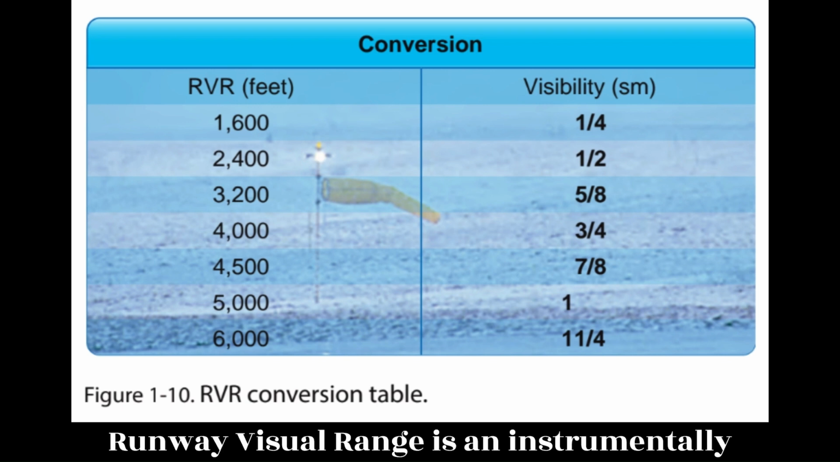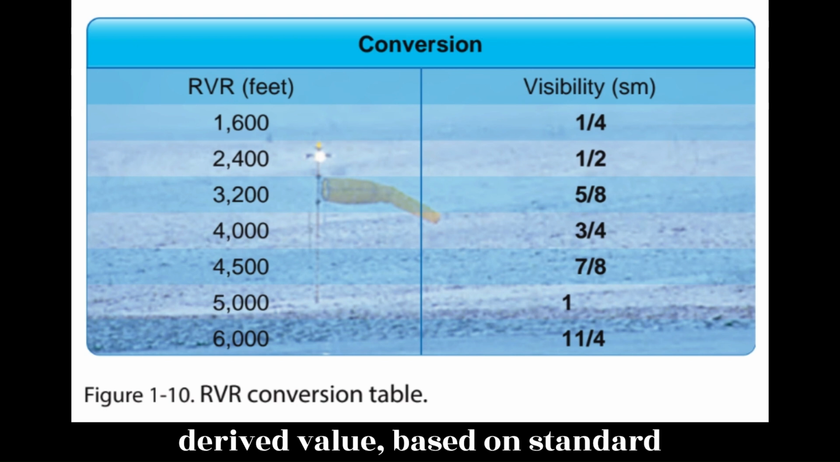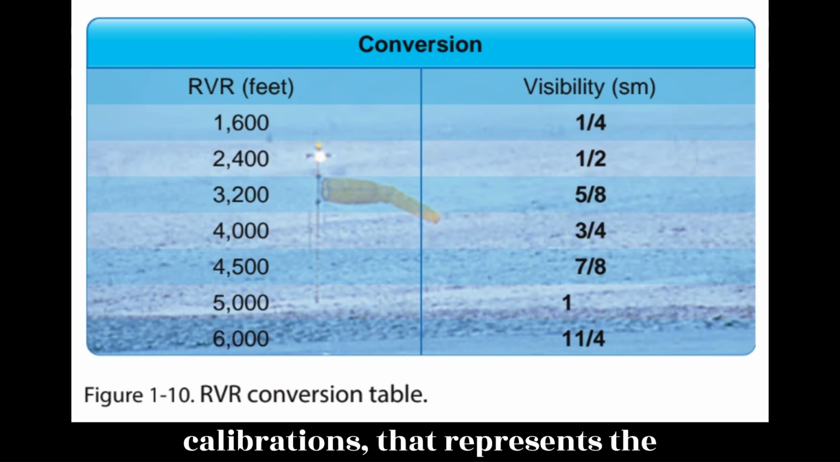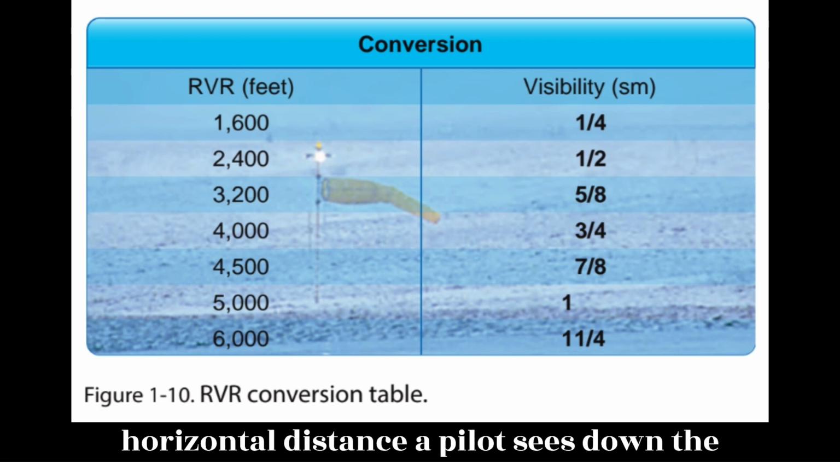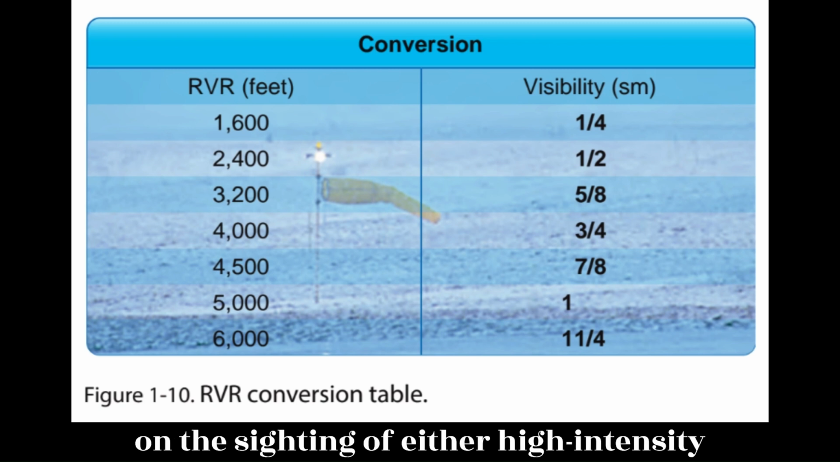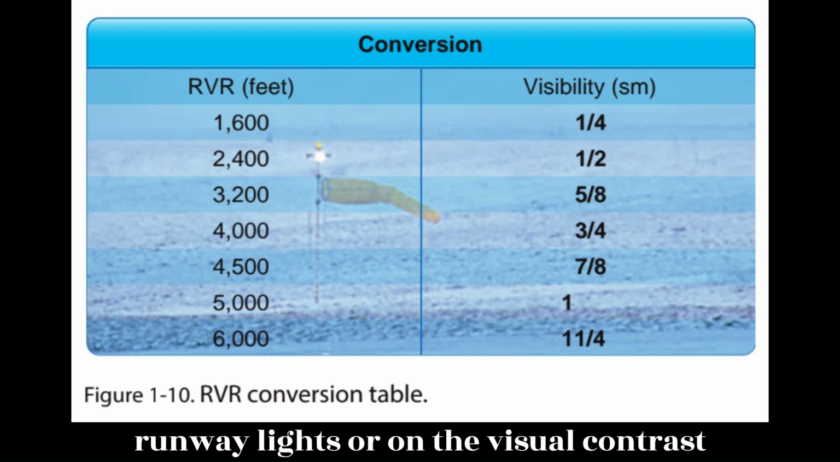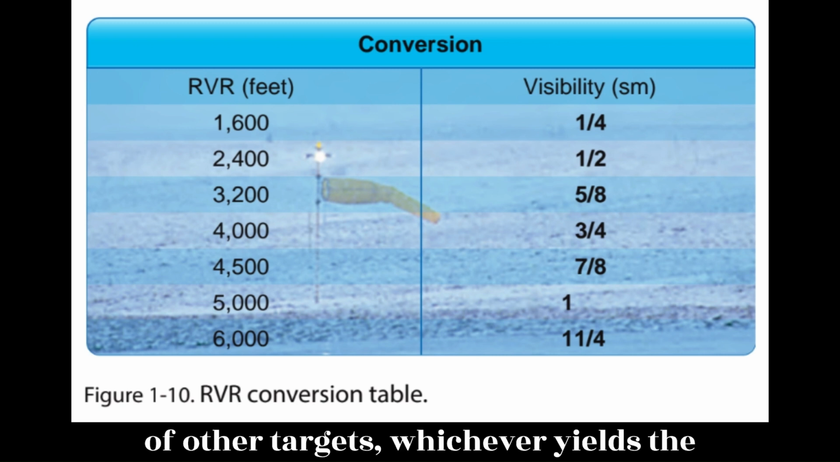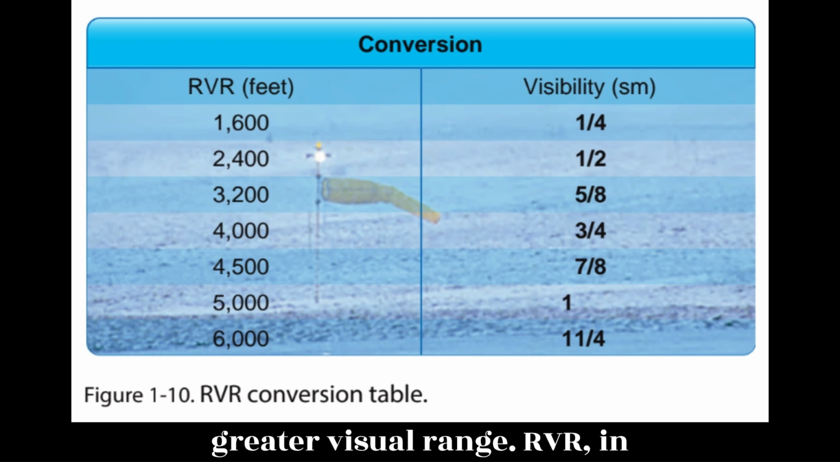Runway visual range is an instrumentally derived value, based on standard calibrations, that represents the horizontal distance a pilot sees down the runway from the approach end. It is based on the sighting of either high-intensity runway lights or on the visual contrast of other targets, whichever yields the greater visual range.